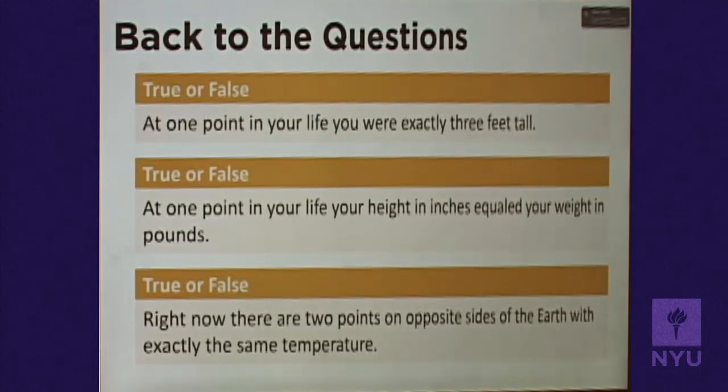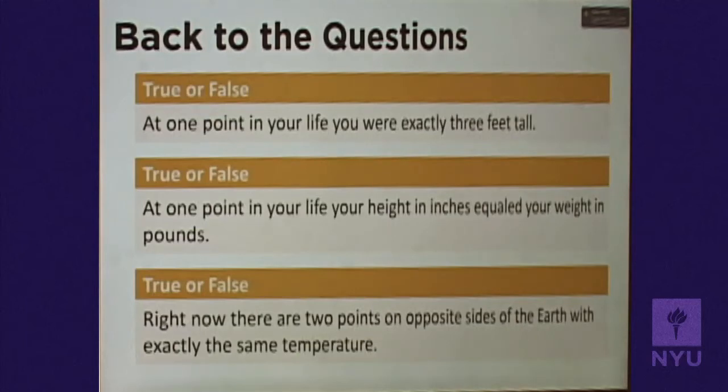Now, this will spark quite a bit of debate, because usually if you look at 2 points on opposite sides of the Earth, it's going to be day on one side, it's going to be night on the other. It might be summer on one side and winter on the other. How is it possible that we have the exact same temperature at 2 opposite points on the globe?